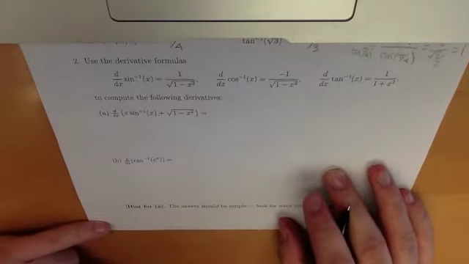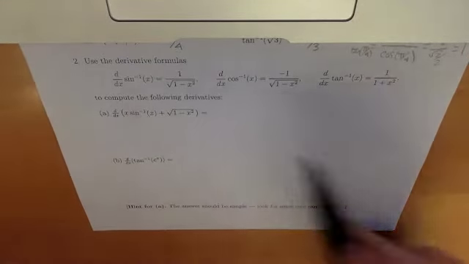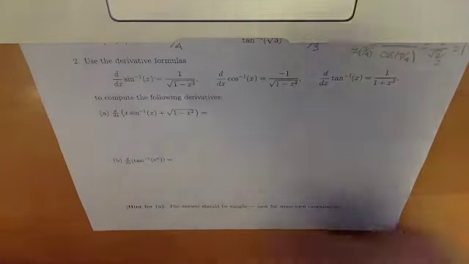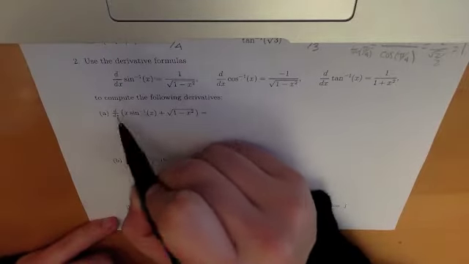Okay. The second question says use the derivative formulas and then lists all of the derivatives of sine inverse, cosine inverse, and tan inverse to compute the following derivatives. The first one is the derivative of x sine inverse of x plus the square root of 1 minus x squared. Okay, so the first one here, this is a product of two functions of x.